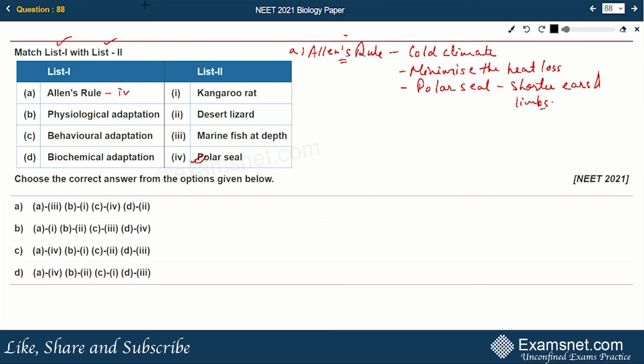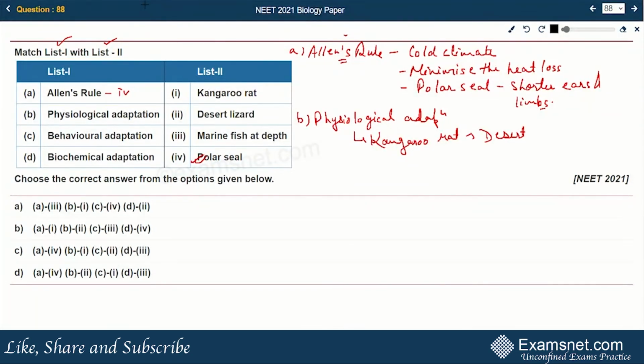Now, second is physiological adaptation. And one of the most common examples of physiological adaptation is that of kangaroo rat. Where does kangaroo rat live? It lives in the hot North American desert. So what kind of environment a desert has? Very hot condition, right? So what does the kangaroo rat do?